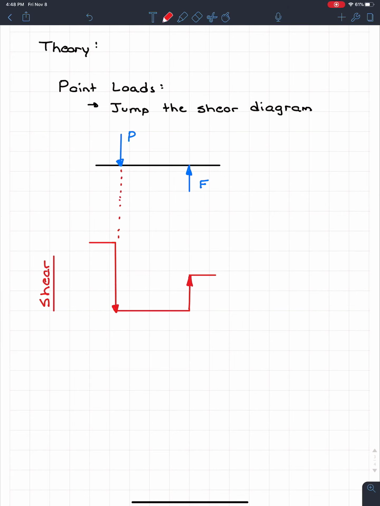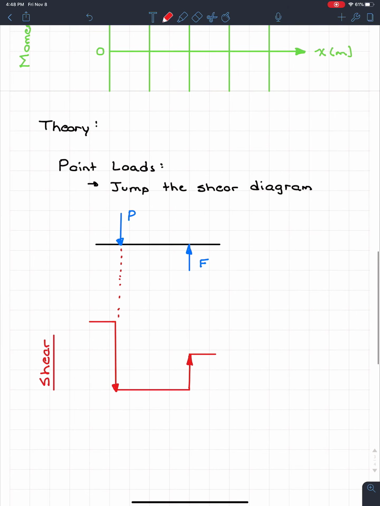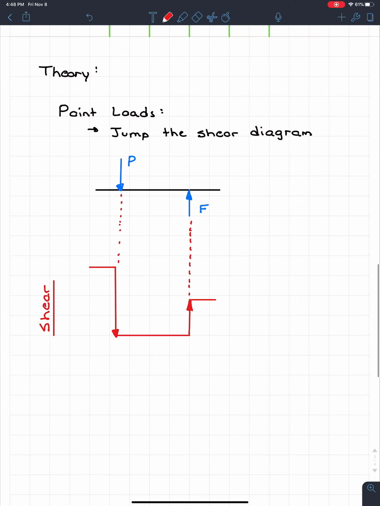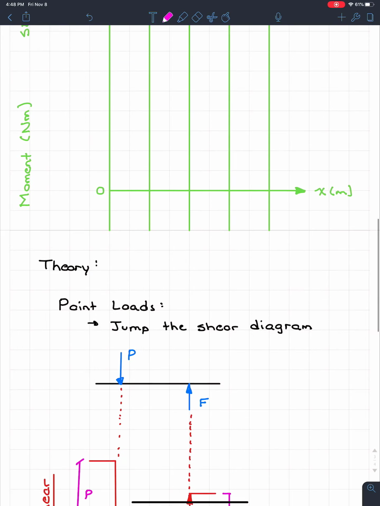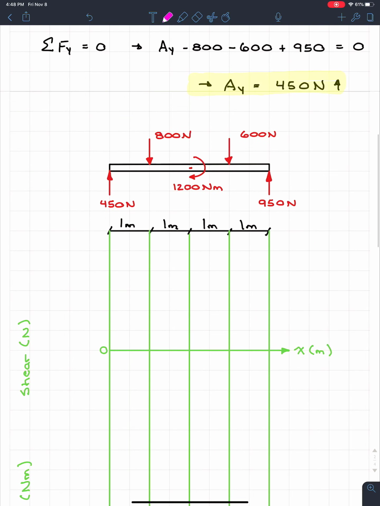So if I have a point load going downwards on my shear diagram, it's going to drop down by whatever magnitude that is. If I have a load going upwards, it's going to pop up by whatever magnitude it is. So right here, I should label these. This right here is magnitude of P, and this right here is magnitude F. And using this, we can actually find our shear diagram for this beam right here.